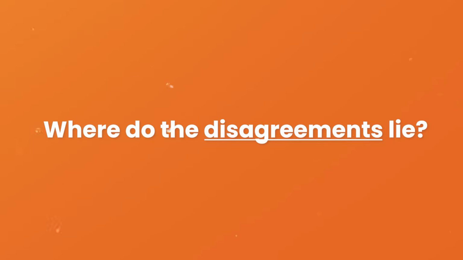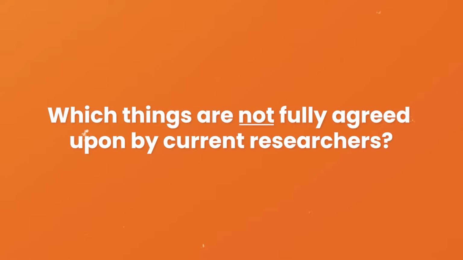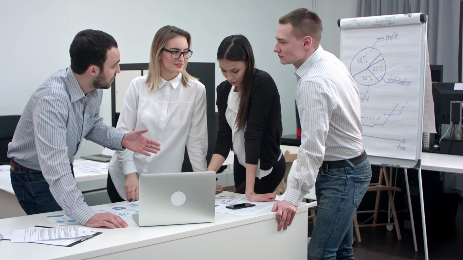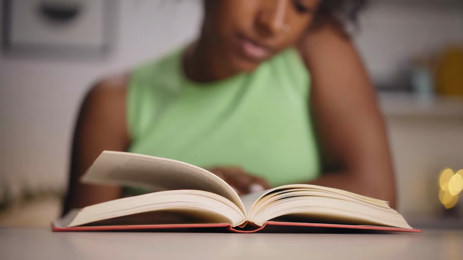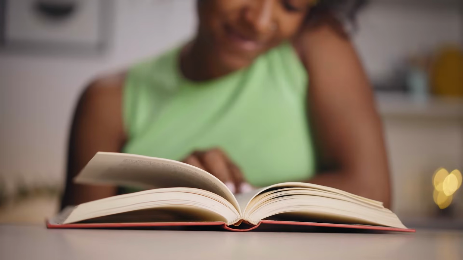Related to this, but on the other end of the spectrum, is an equally important question, and that is, where do the disagreements lie within the literature? In other words, which things are not fully agreed upon by the current researchers? Now, it's important for me to say that by disagreement, I don't mean that the researchers are fighting over it tooth and nail, or at least not necessarily. I just mean that there's a relatively mixed batch of findings within the empirical research, and that there's no real clear consensus between researchers as to what the answer is to a specific question or regarding a certain matter.